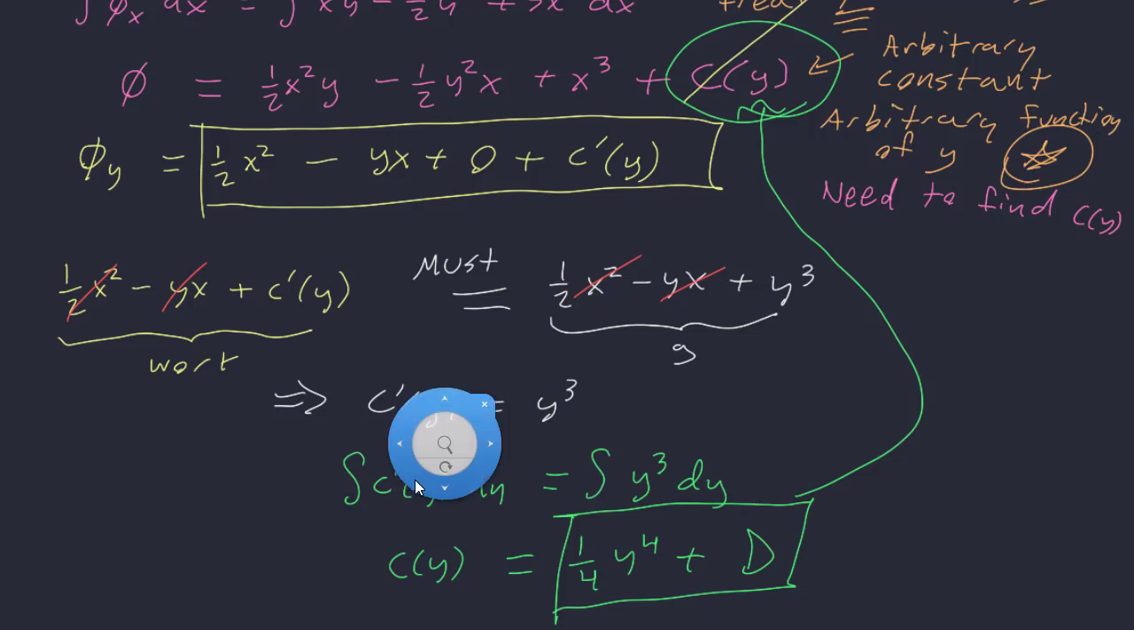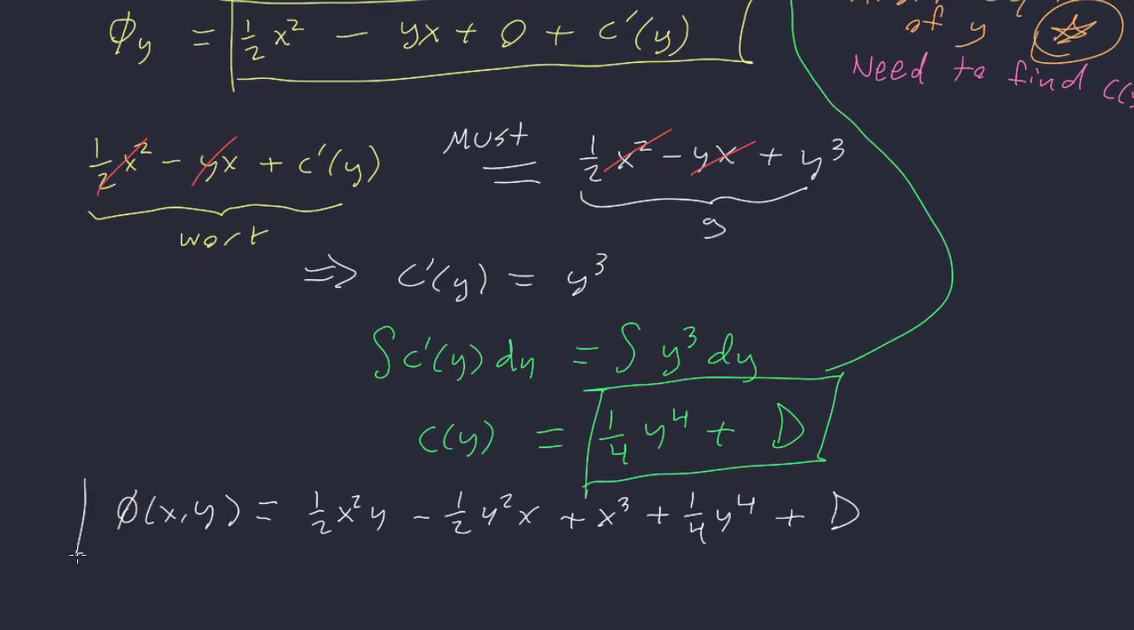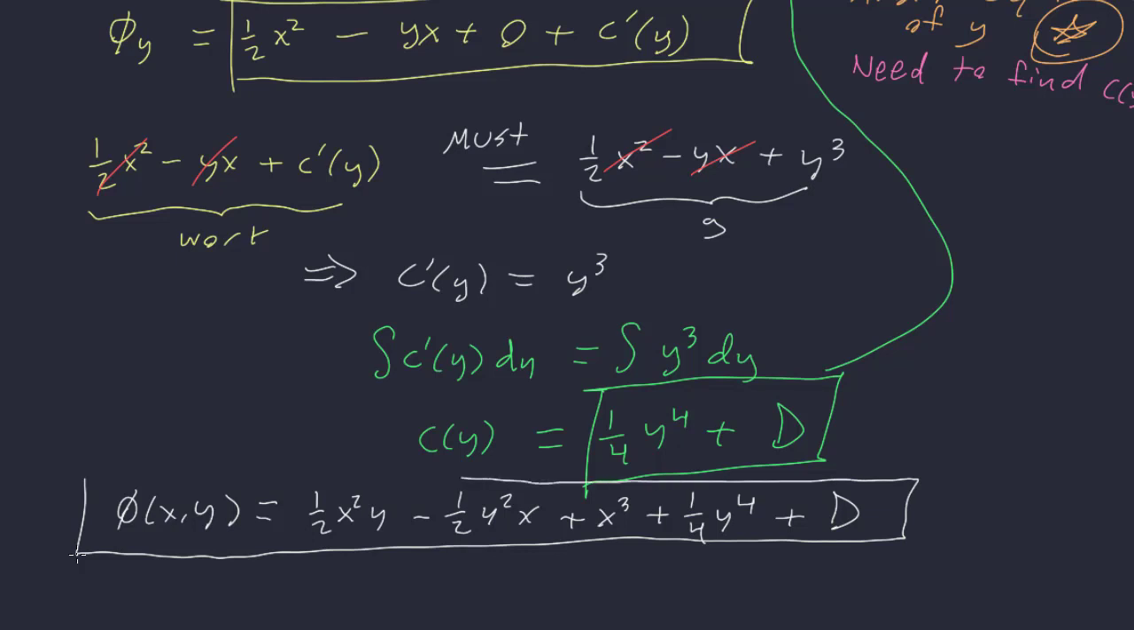Right? So our final answer here is going to be phi of x y is going to be 1/2 x squared y minus 1/2 y squared x plus x cubed plus 1/4 y to the 4th plus some arbitrary constant d. Now, I will mention that some of the homework doesn't really ask you to put an arbitrary constant, but we can go ahead and do that. And then sometimes it will tell you what letter to use for your arbitrary constant. So just be aware of that when you're getting your final answer here.